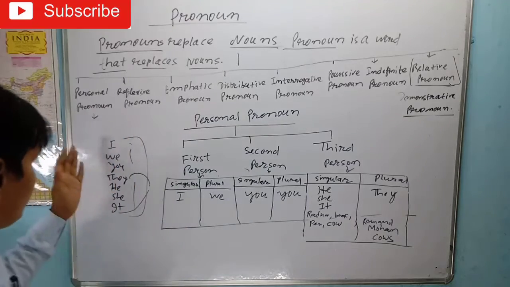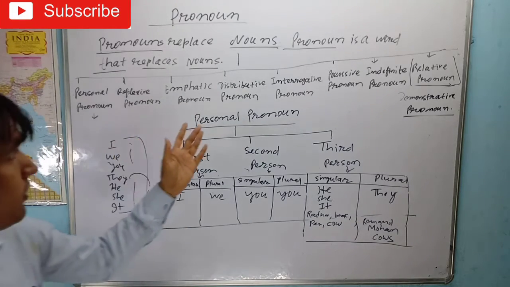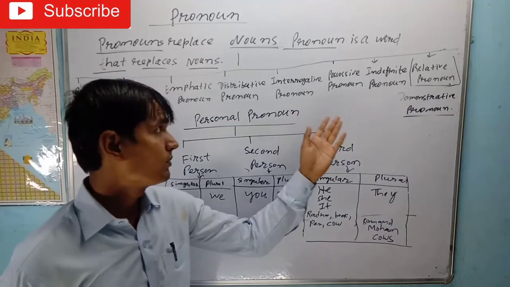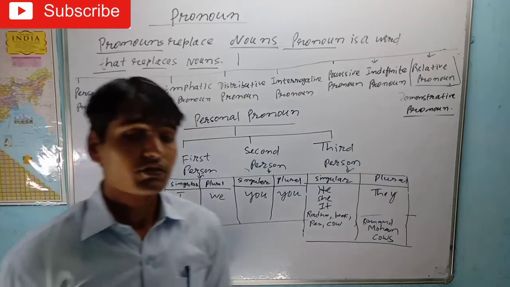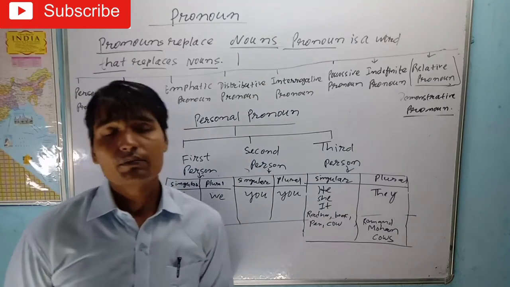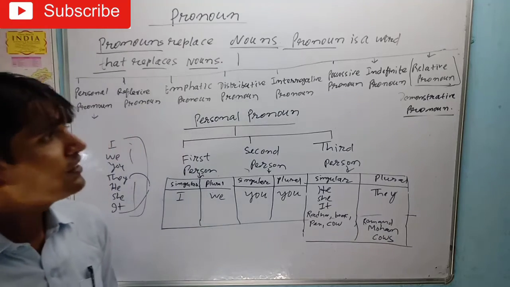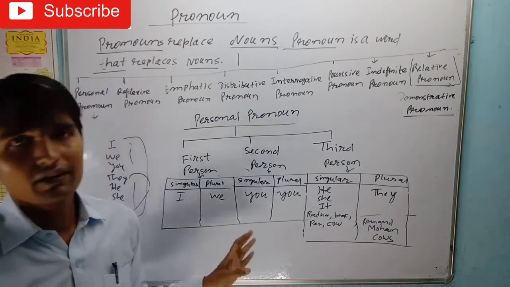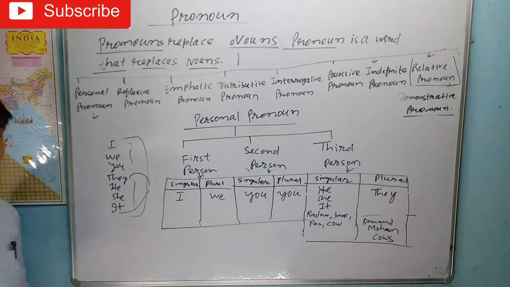So the pronouns you can see here are: personal pronoun, reflexive pronoun, emphatic pronoun, distributive pronoun, interrogative pronoun, possessive pronoun, indefinite pronoun, relative pronoun, and demonstrative pronoun. So these are all the kinds of pronouns. In some books these pronouns are written in 7 parts, and in some books in 9. Okay, so let's start with the personal pronoun.